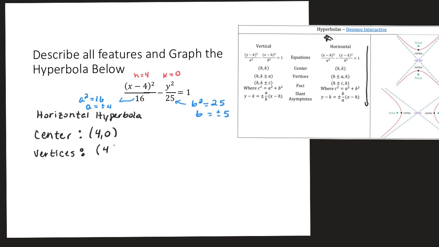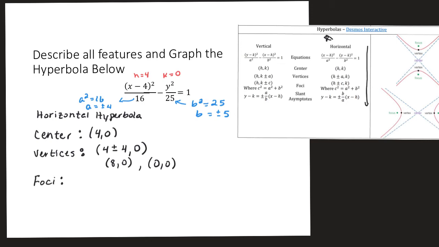H is 4, plus and minus my A value 4, comma, K, in this case 0. I'm going to evaluate these. 4 plus 4 is 8, 0, and 4 minus 4 is 0, 0. I'm also going to find my foci.